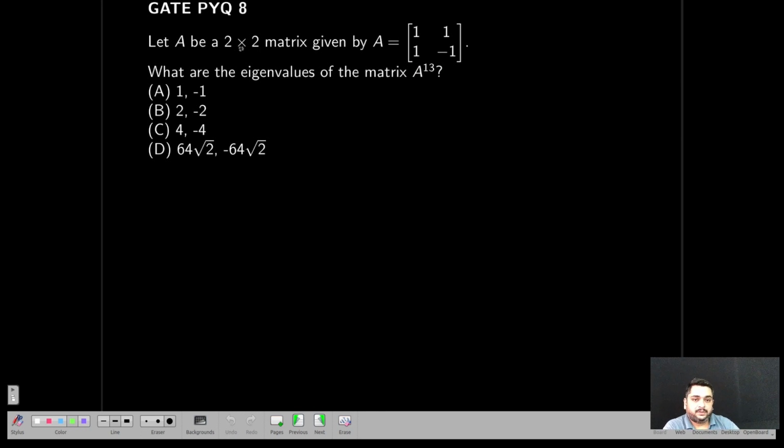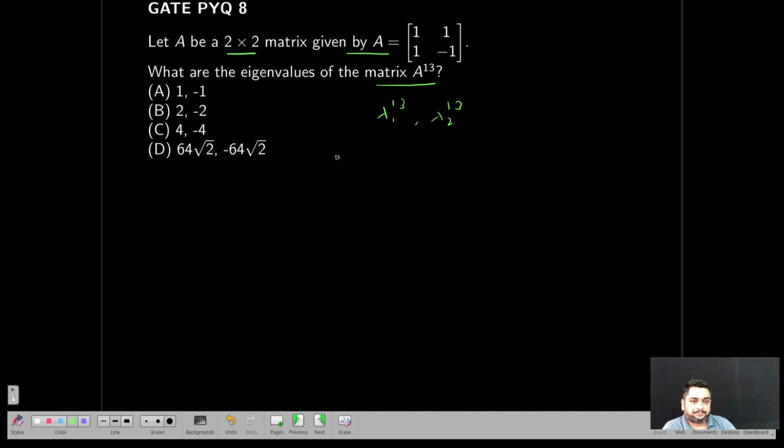Next. Let A be a 2 cross 2 matrix given by A equal to [1, 1; 1, -1]. What are the eigenvalues of matrix A power 13? So same thing. Eigenvalues will be lambda 1 to the power 13 and lambda 2 to the power 13. Find the eigenvalues of this matrix.